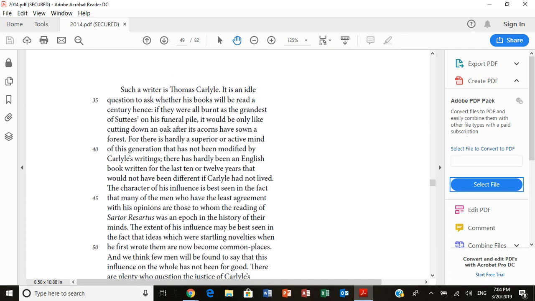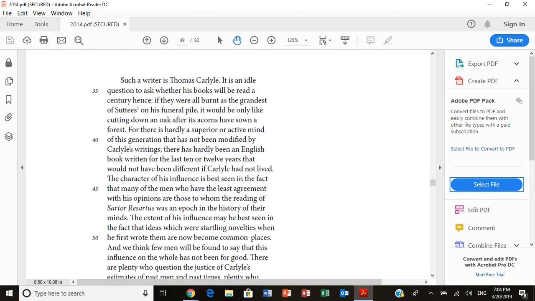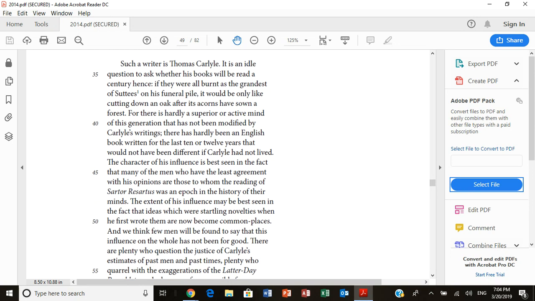And look at this short, emphatic sentence. Such a writer is Thomas Carlyle. Okay, such a writer as everything that came in that preceding paragraph. It is an idle question to ask whether his books will be read a century hence. If they were all burnt as the grandest of sutties on his funeral pile, it would be only like cutting down an oak after its acorns have sown a forest.